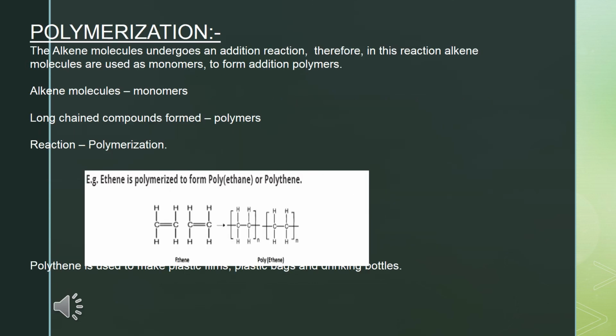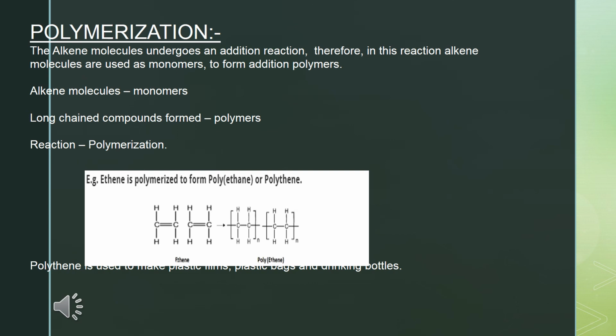Let's talk about polymerization. Alkenes add to each other to form addition polymers. The alkene molecule undergoes an addition reaction, so alkene molecules are used as monomers to form addition polymers. A small alkene molecule is termed a monomer, and when many monomers join with each other at a particular temperature, they combine to form a bigger molecule called a polymer.